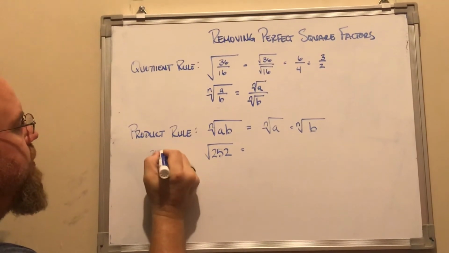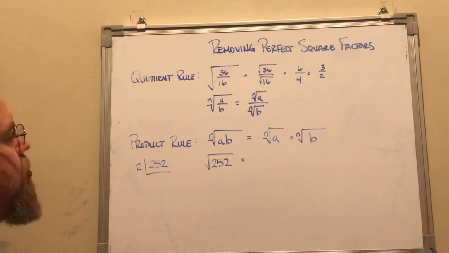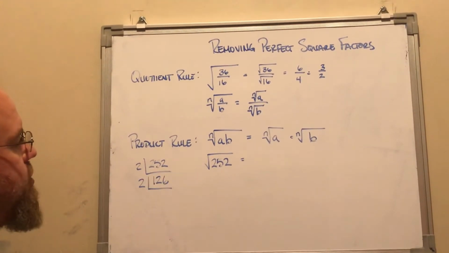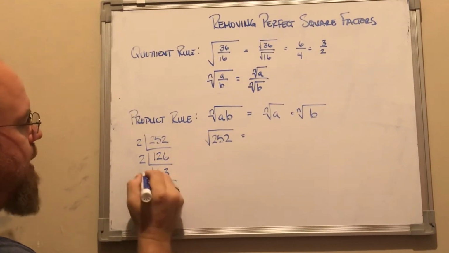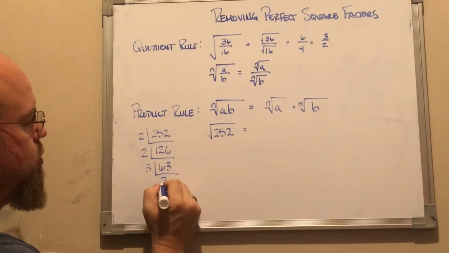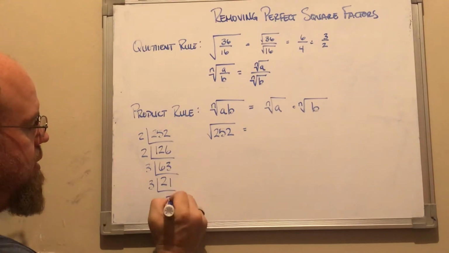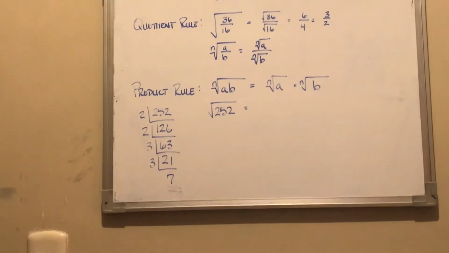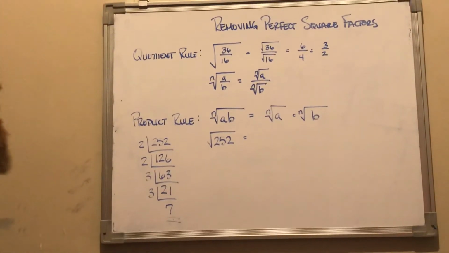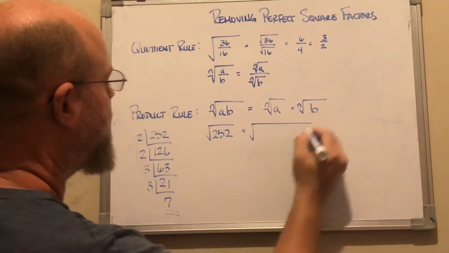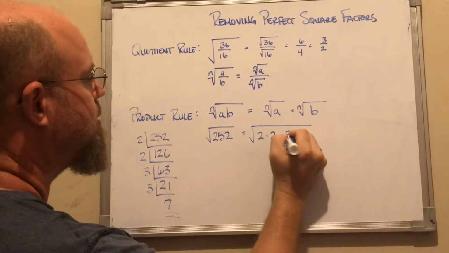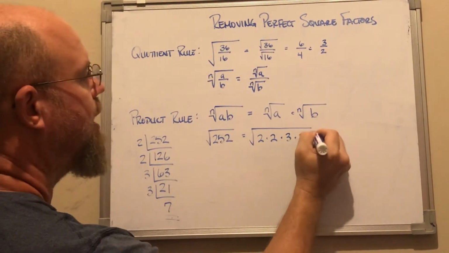So I have 252. I prime factor it by 2. That's 126. Factor that by 2, which is 63. Factor that. 2 doesn't go into 63 because that's odd, so 3. So that'd be 21. And 3 goes into that 7 times. 7 is a prime number. So those are all my factors, my prime factors of 252. So I can now write that as the square root of 2 times 2 times 3 times 3 times 7.